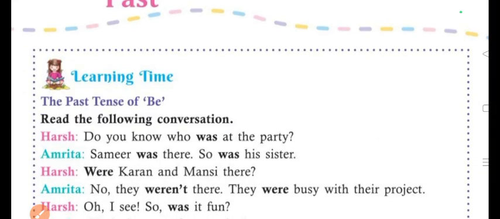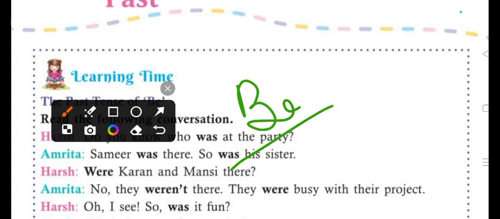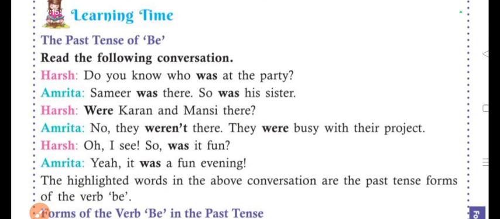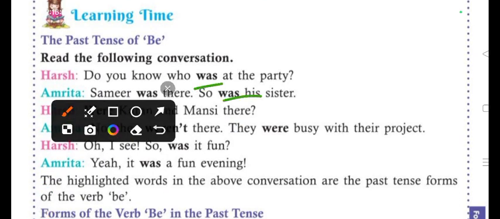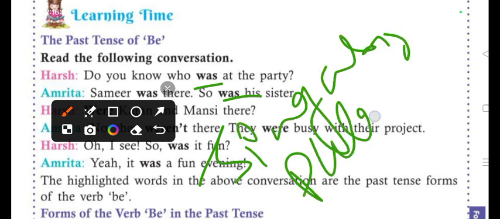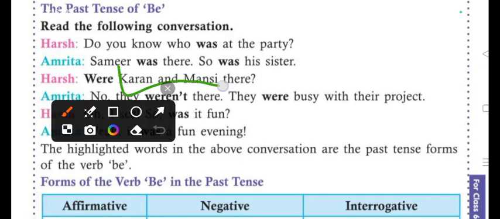In our previous video, we have already read about the be form of present tense, that is, am and are. In the current video, we will study about the past tense of be, and that is was and were. Was is used with singular noun and were is used with plural noun. Alright. So you can see here Karan and Mansi, they both are plural, so we have used here were.